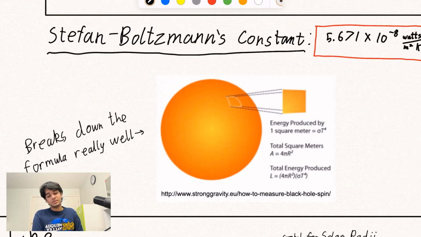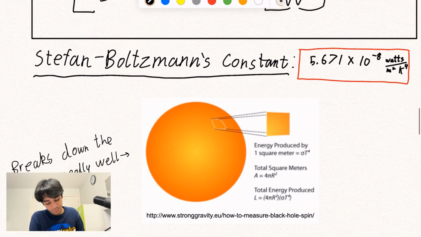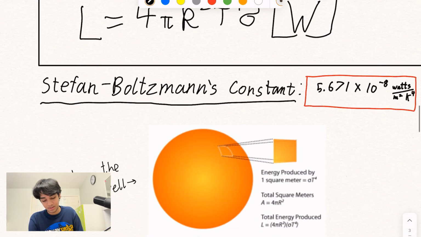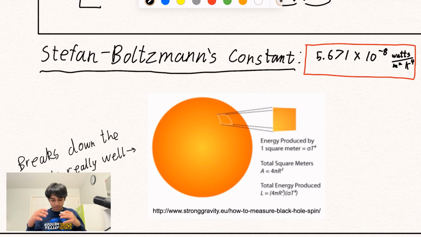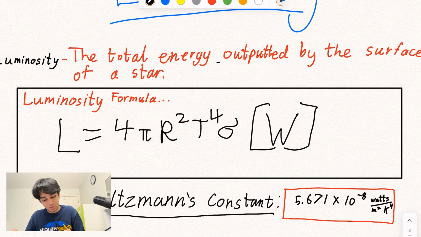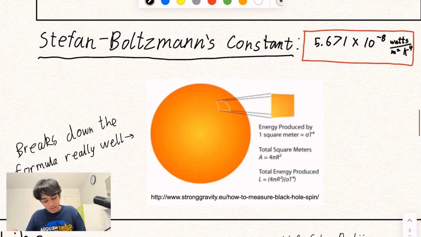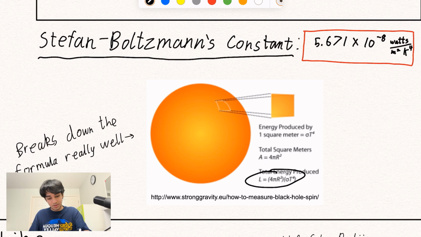This diagram clearly breaks down this formula here, where the total area in square meters, the surface area of a sphere, is 4 pi r squared, right? So we're trying to cover the entire surface and see how much the entire surface emits, the total energy outputted by the surface of a star. So that's where this part of the formula is coming from. Now the energy produced by 1 meter squared, that is the Stefan-Boltzmann constant times temperature to the power 4. And from that we get the total energy produced is energy per 1 square meter times the total surface area, giving us our luminosity formula.